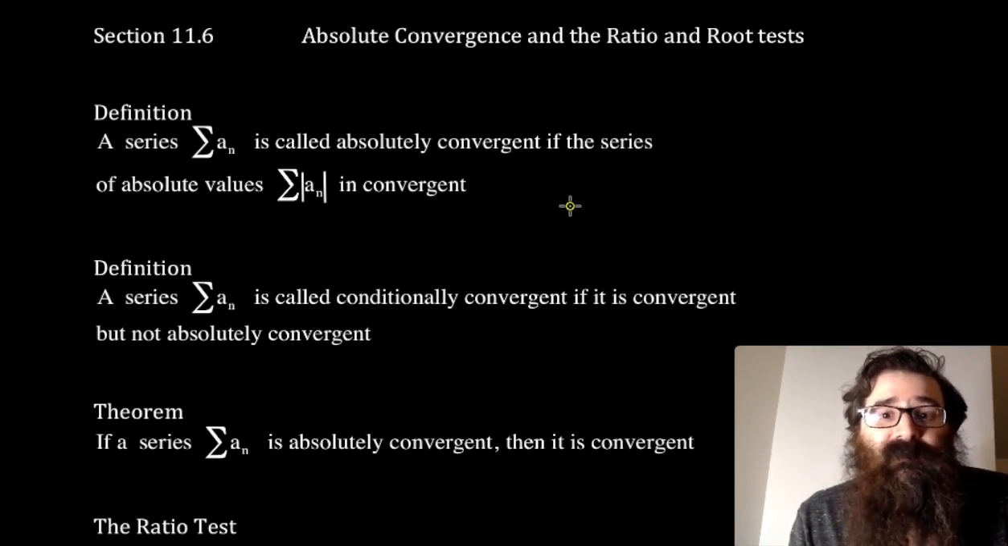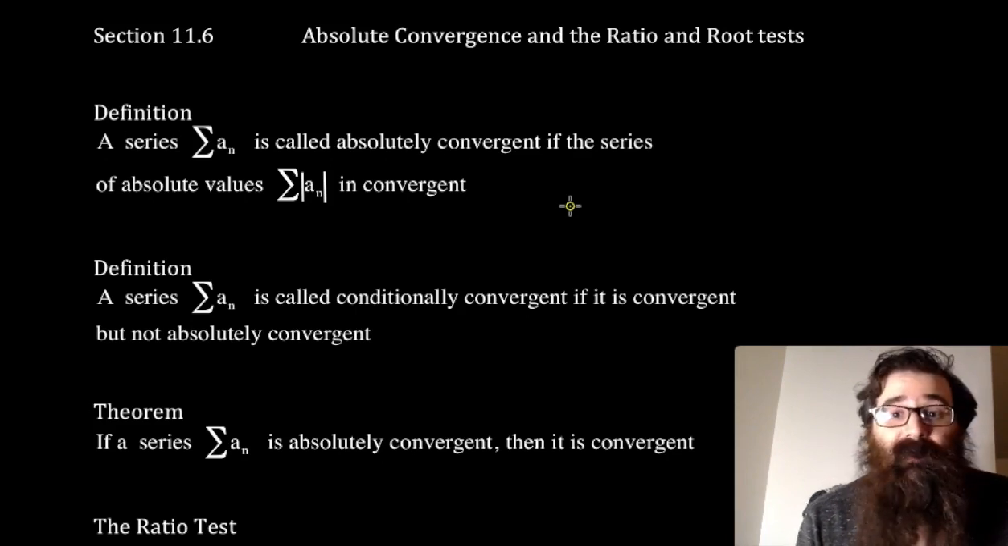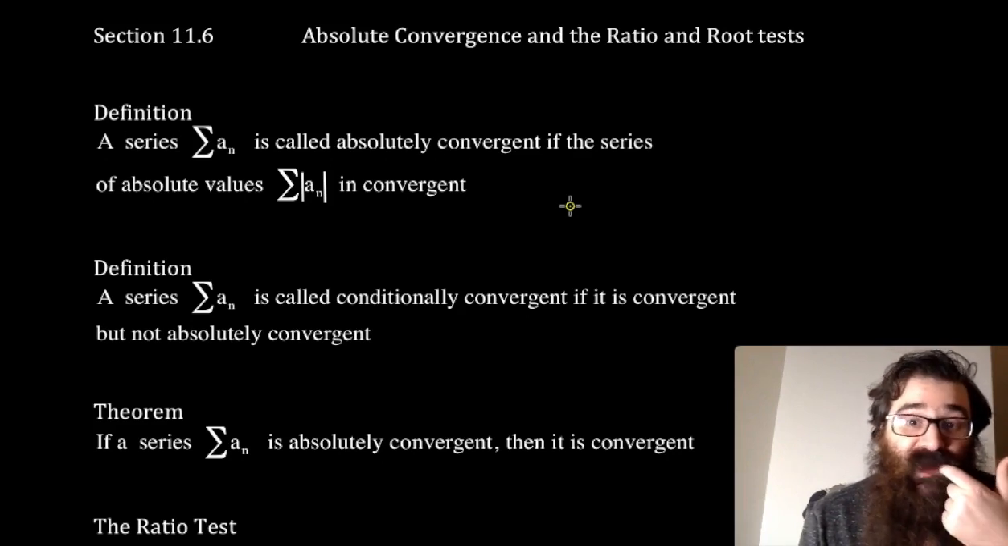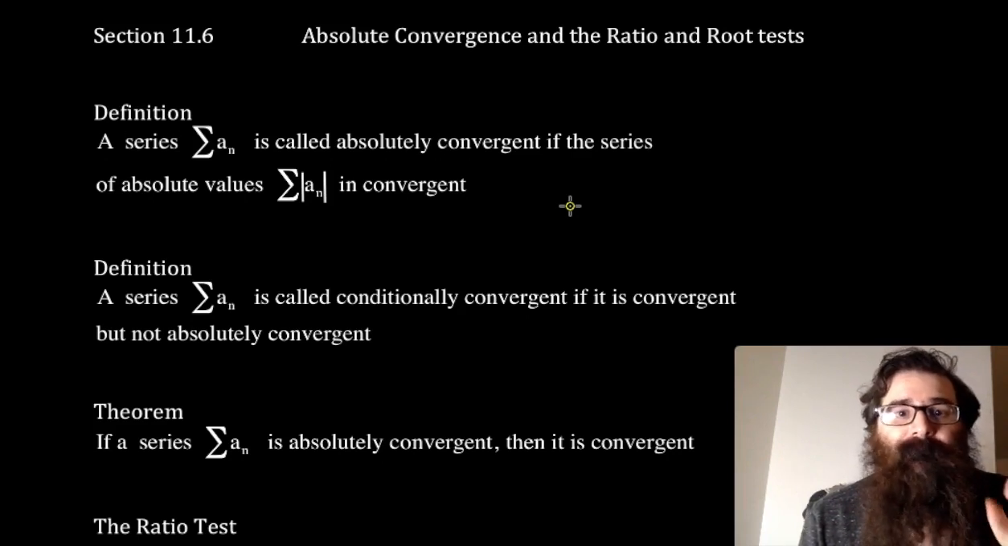So now we're considering if anything has a minus sign attached to it, we're stripping that minus sign away. We're looking at the magnitude of each of the terms, each of the addends, and we're adding up anyways. And if it's still convergent, then we have a very strong convergence known as absolute convergence.